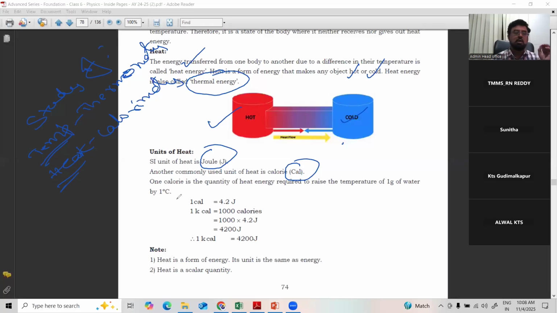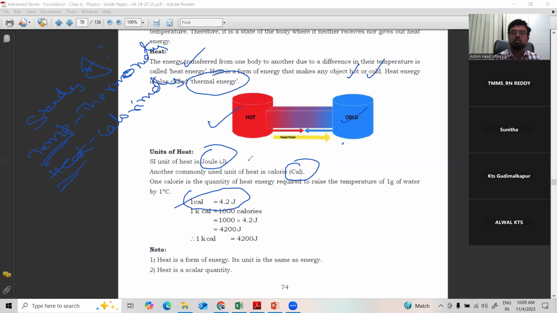Heat can be measured either in joule or calorie, even erg in the CGS system. So, what is the relation here? It's very important, you can note this down. 1 calorie is equal to 4.2 joule.